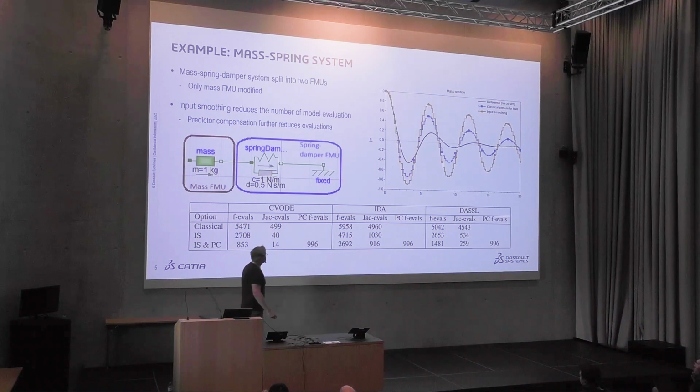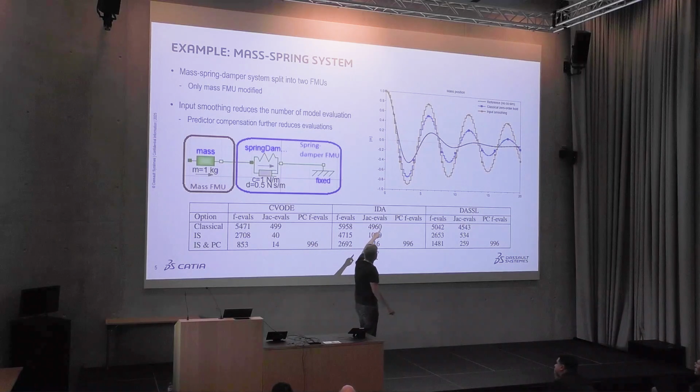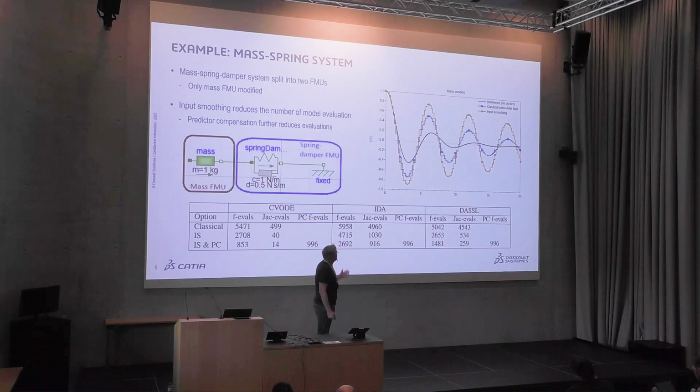Maybe I was a bit fast skipping forward, but you have the correct solution here, and this is really exaggerated to be a difficult problem where you have a lot of oscillations. The blue line is the solution from classical co-simulation. The yellow line is with input smoothing. And as you can see, the oscillations, the numerical instability, are worse, which is expected when you add additional delays, which we do with input smoothing.